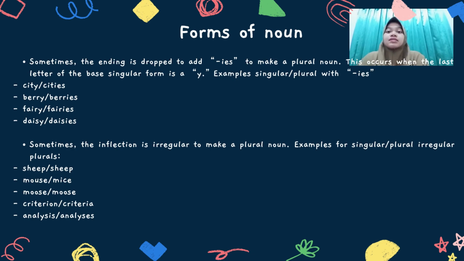And the next is that sometimes the inflection is irregular to make a plural noun. For example: sheep, sheep; mouse, mice; moose, moose; criterion, criteria; analysis, analyses.